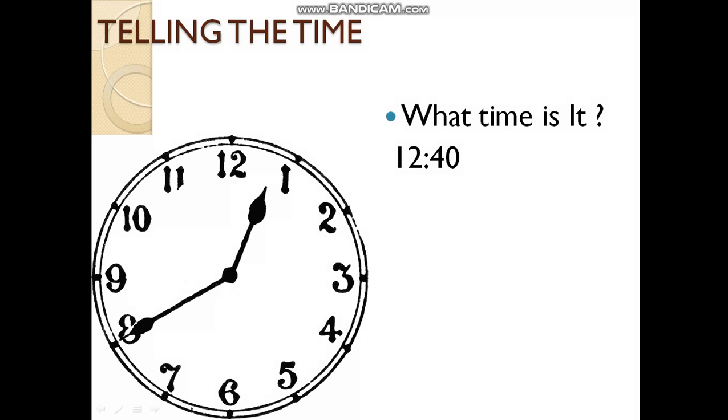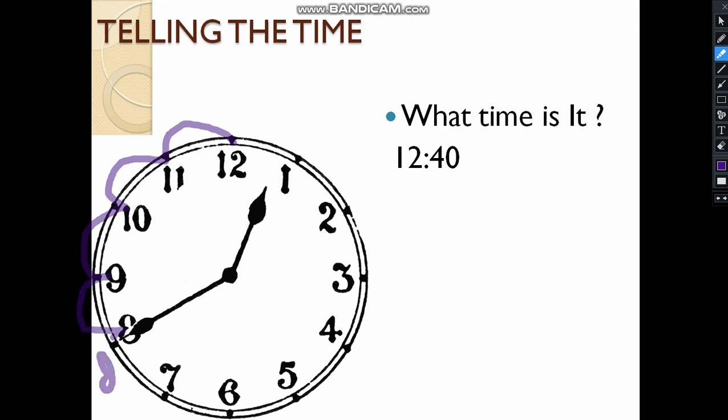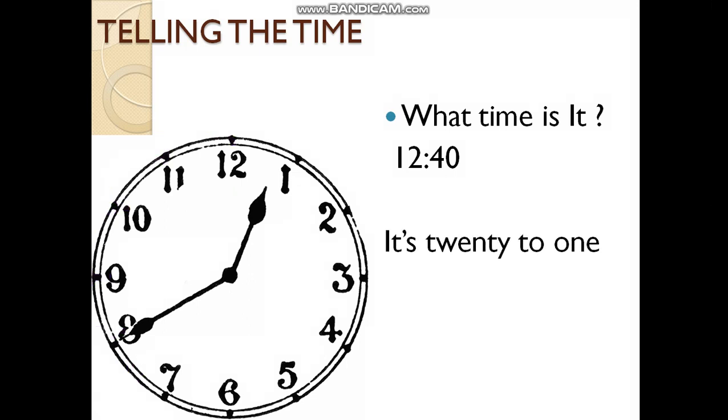Let's see how much time is remaining for this. कितना टाइम रह रहा है, कितने मिनट्स, how many minutes are remaining for 1 o'clock. It's 5, 10, 15, 20. So 20 minutes are remaining for 1 o'clock. Okay, we will say 20 minutes to 1. It's 20 to 1. You can say it's 20 minutes to 1.